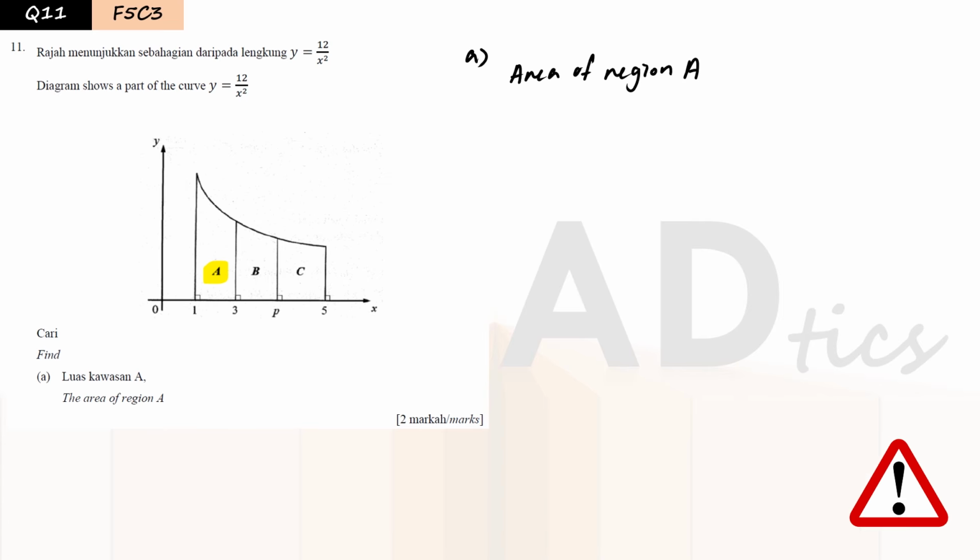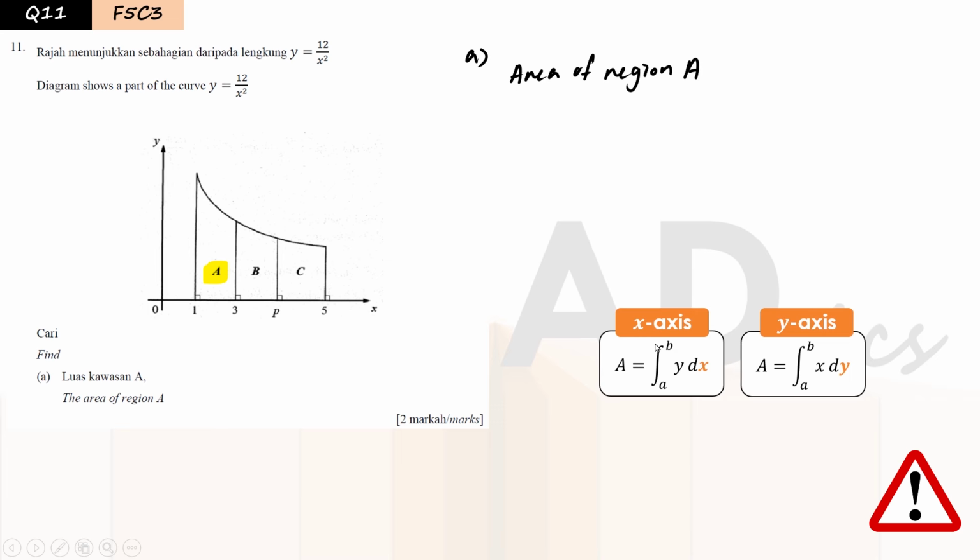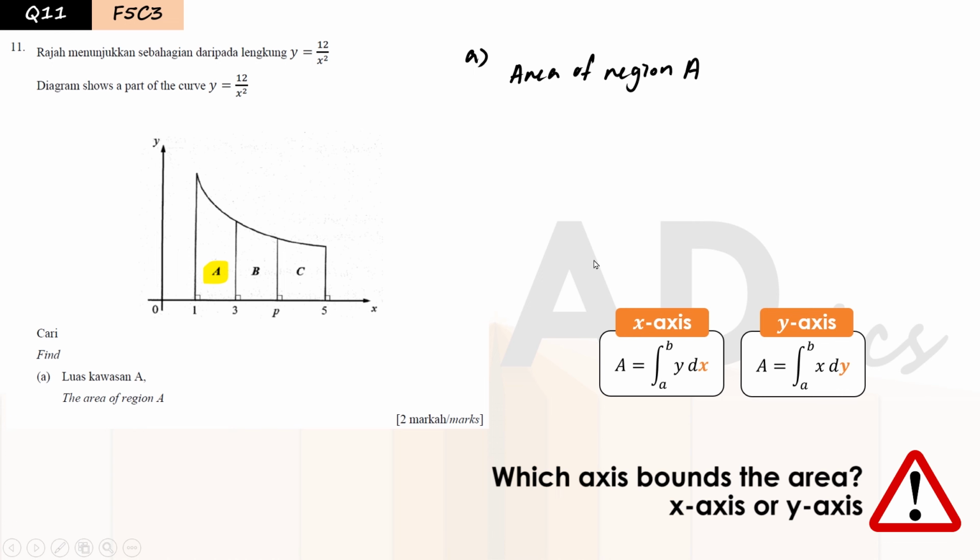But using integration, there are actually 2 ways to do it. Either we use the x-axis way or the y-axis way. But which one to choose? For this, we need to look at the shape of region A. We need to see which of the axes bounds or controls region A.